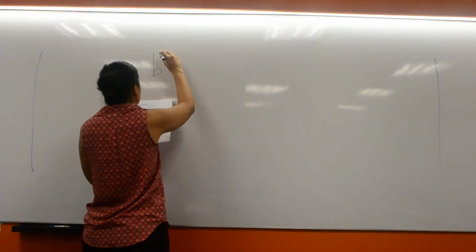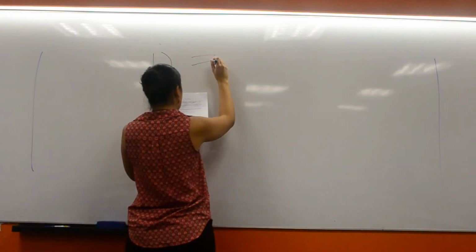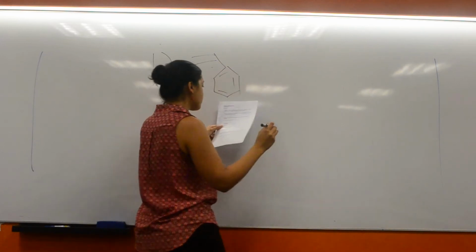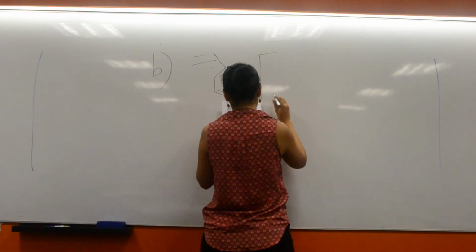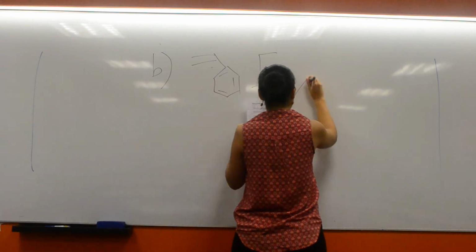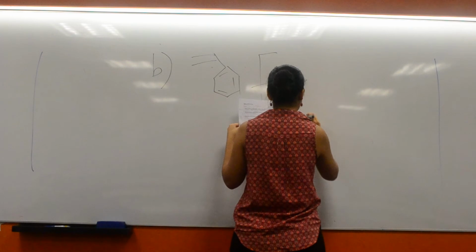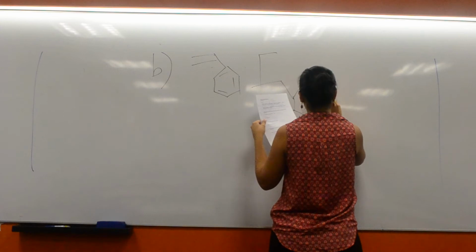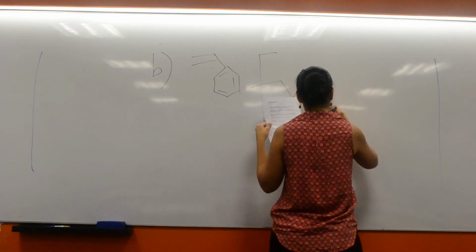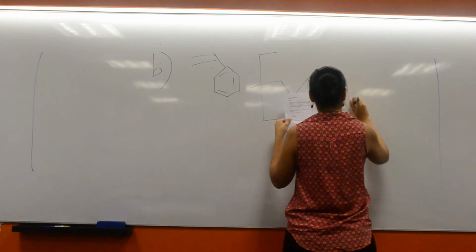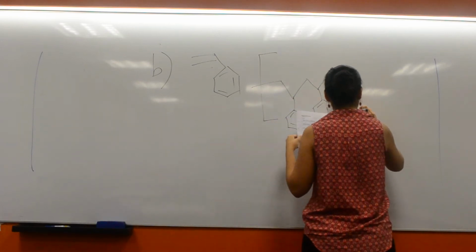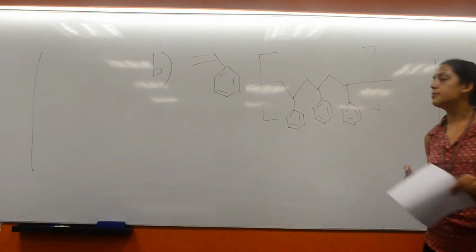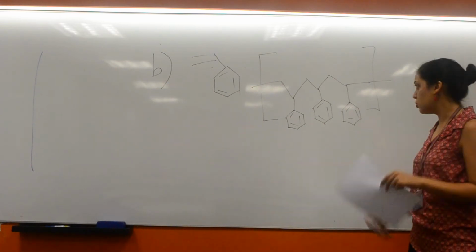B, polystyrene, your starting material is this guy, and your 3 repeating structure is, so that's for polystyrene.